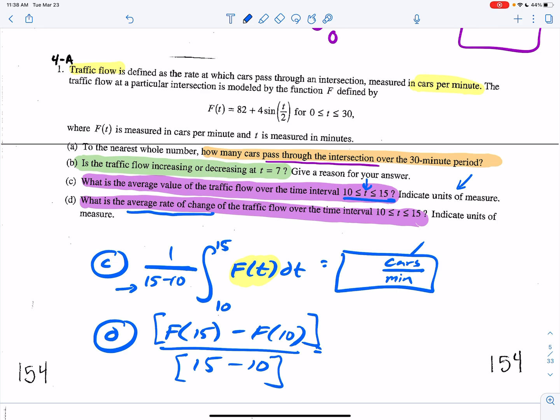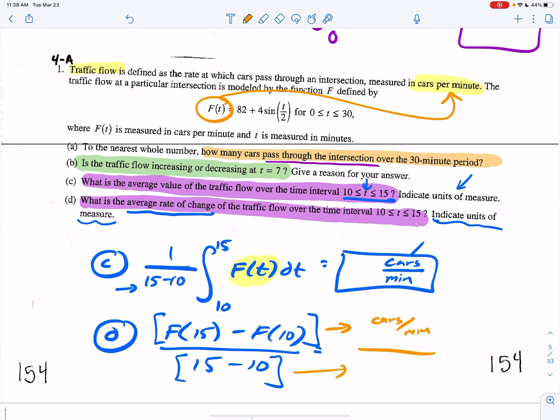And then you get your answer, and it says indicate units of measure. So you do the same thing. F is measured in cars per minute. So I'm going to put cars per minute up here. 15 minus 10 is a measurement of time, so I'm going to put minutes. So that right there is actually cars per minute per minute, or cars per minute squared. Okay, now obviously you have a calculator to get your values, but that's as far as it goes. Know the difference between average value and average rate of change. Average value has an integration. Average rate of change is really just slope.